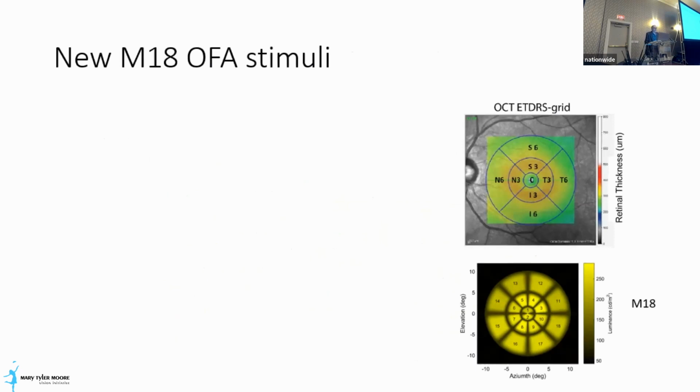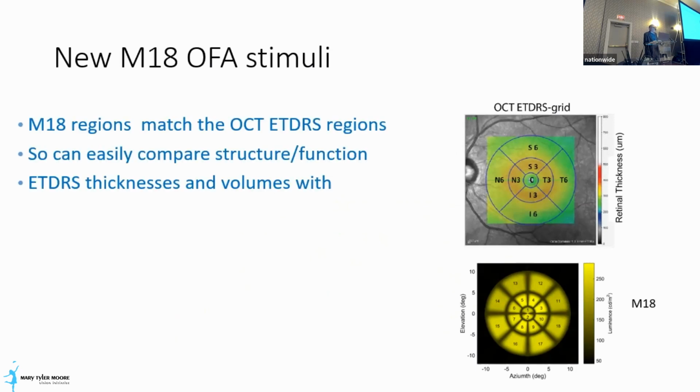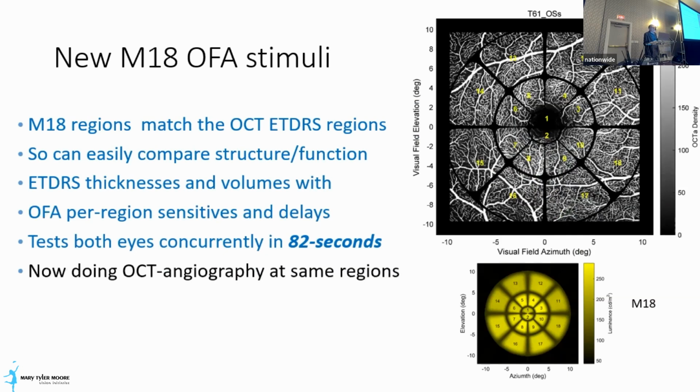So what we've done is we've made a new stimulus. Everybody's probably familiar with the ETDRS grid. It's on every OCT. So why not make stimuli that just match that, right? So what we did, we just cut the ETDRS regions in half. Then you can easily compare structure and function, and you can compare the thickness and volume data with the sensitivities and delays I just told you about. And this test does both eyes concurrently in 82 seconds. And now we're doing things like OCTA in exactly the same regions so that we can compare them.